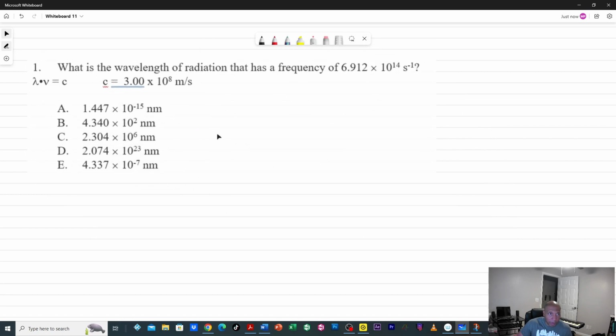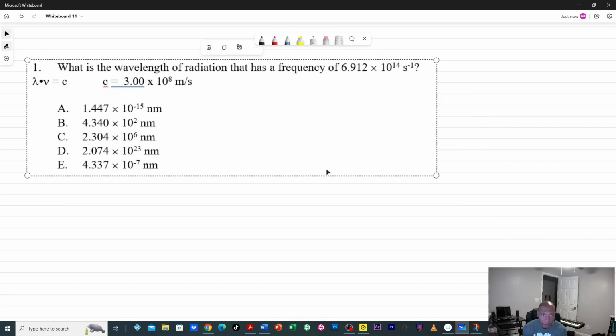Okay, so what you're looking at, it says the wavelength of radiation that has a frequency of 6.912 times 10 to the 14 reciprocal seconds or hertz. And of course, they give you the frequency. They want you to find the wavelength. I even gave you the equation right here. All you got to do is plug. So let's go ahead and do that.